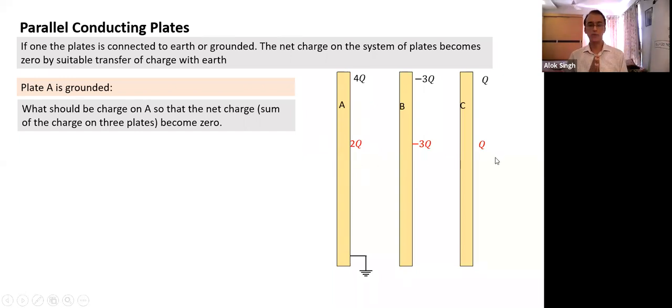I can say the charge on plate A is equal to the negative of the sum of the charge on B plus C. That has to be the charge on plate A. Still understood or not?